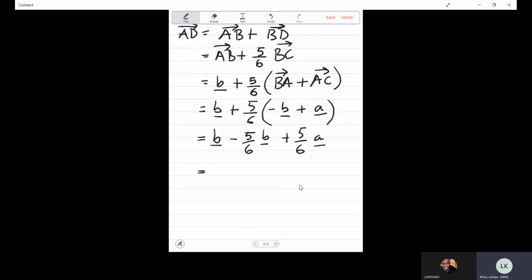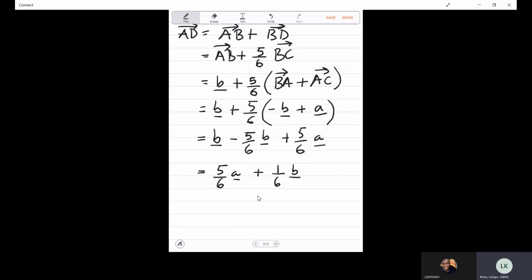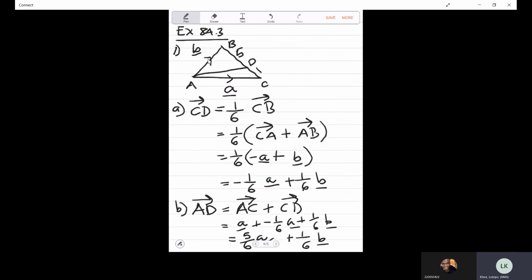So when I write this, I have 5/6A plus 1/6B. Okay, and let's see. That is exactly the same answer I got over here, even though I took a different path. So it's 5/6A plus 1/6B, which is exactly that. So the direction that you choose to go in doesn't actually matter, as long as every path you take, you represent it correctly. So yeah, that's how your vector diagrams will work.